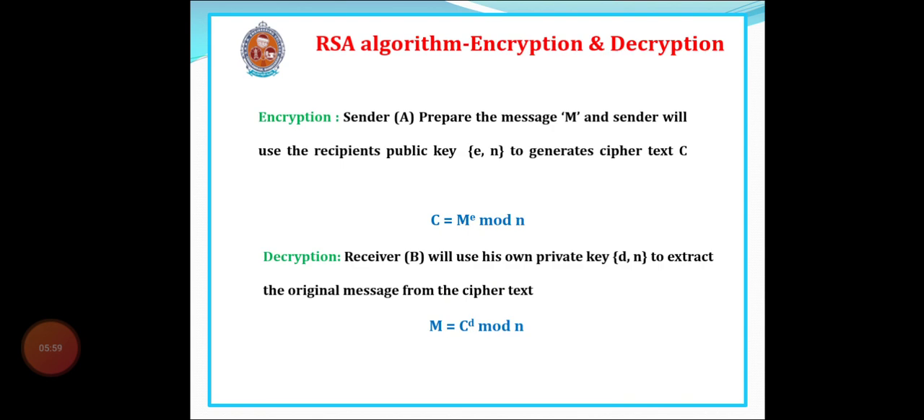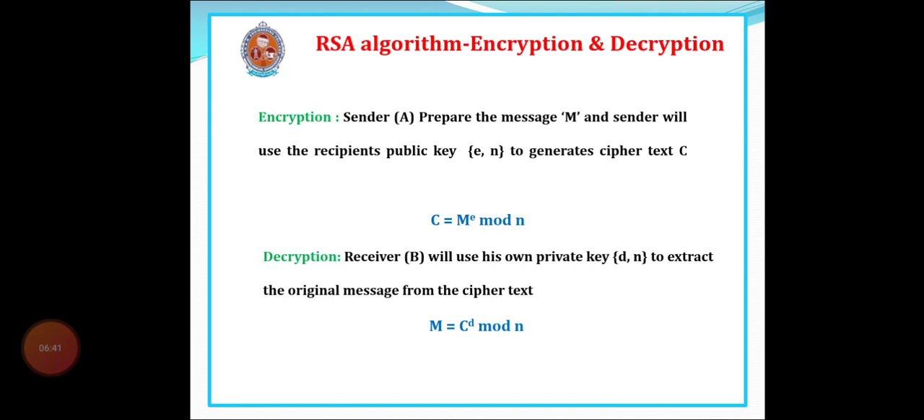Now in order to send the message, the sender A prepares the message M and the sender will use the recipient's public key E comma N to generate the ciphertext C using the formula C equal to M power E mod N. Here E comma N is the public key of the receiver. Now after receiving the ciphertext, the receiver B will use his own private key D comma N to extract the original message from the ciphertext, that is by using the formula M equal to C power D mod N. Here D comma N is the private key of the receiver.